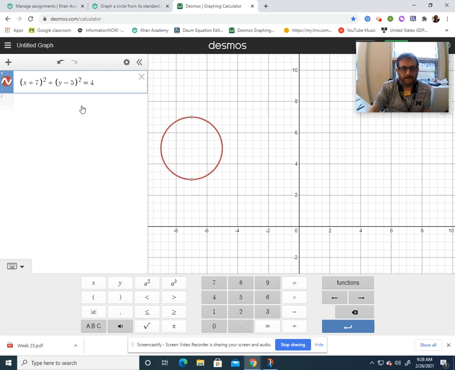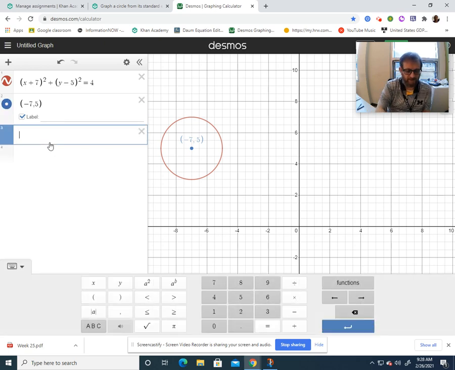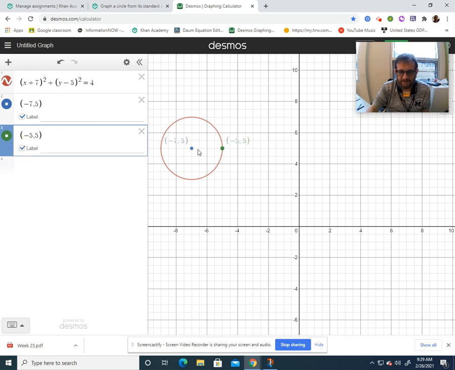Now, the key is recognizing where my center is. My center is the point -7, +5. Because that's what these numbers did. We discussed this in the last video. It's sliding the circle 7 units to the left and 5 units up. Now, what's the radius? Well, the radius is 2. So that means it's going to go through the point -5, 5. That's going to be right on the circle because this distance is 2.